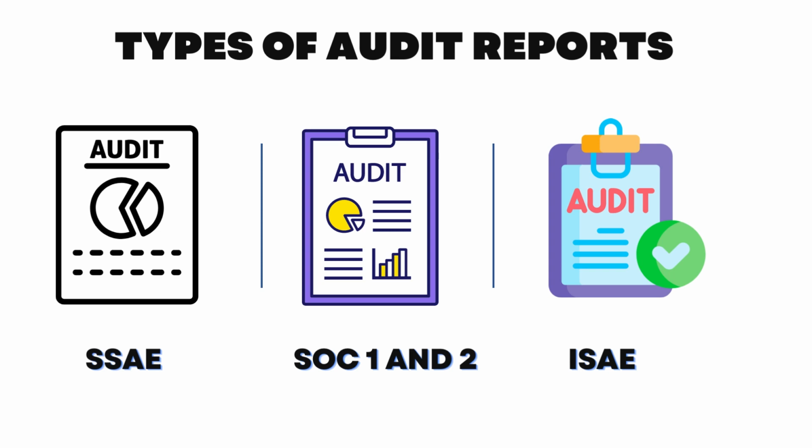Next one is the ISA, International Standards on Assurance Engagements. This is an international assurance standard that is very similar to SSAE, and there are a few differences, most of which are of a technical nature. You don't have to go into too much detail, but you should know that ISA is mostly used outside of the US, whereas SSAE is primarily used within the United States.